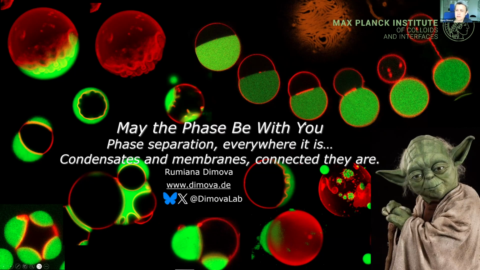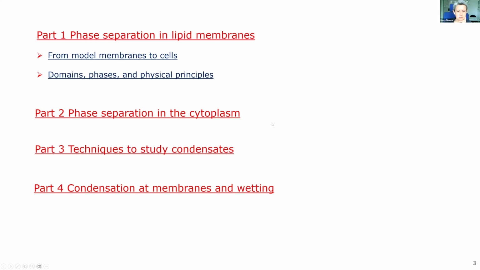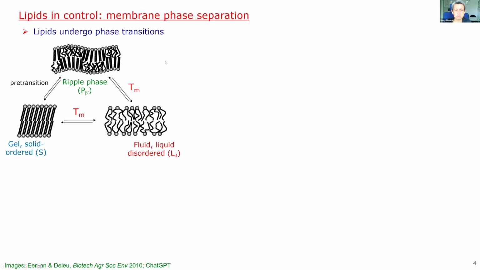What you see on this slide are membranes of giant vesicles in red and condensates that can be either inside or outside. But let's start first with the membrane. This is the outline of the lecture. I'll first talk about phase separation in the lipid membrane. Then in the cytoplasm, outline a couple of techniques to study condensation, and then come back to membranes and condensates, putting them together.